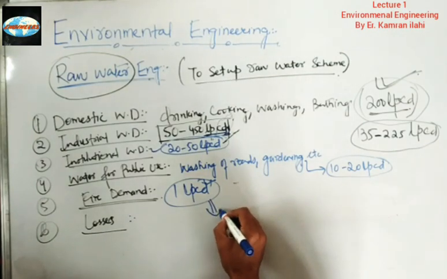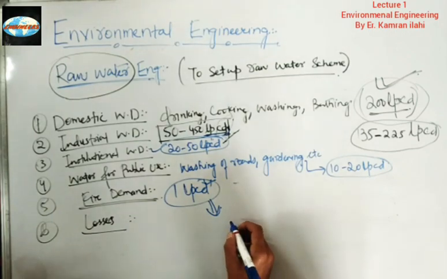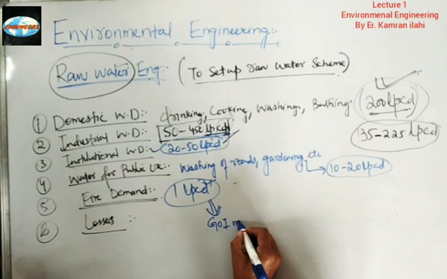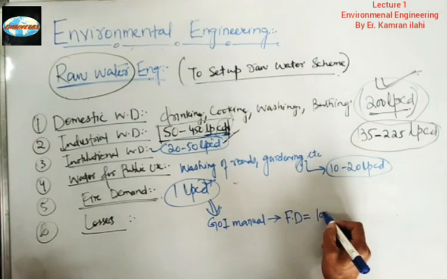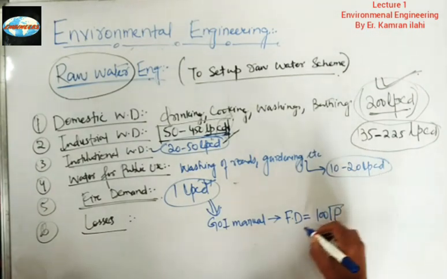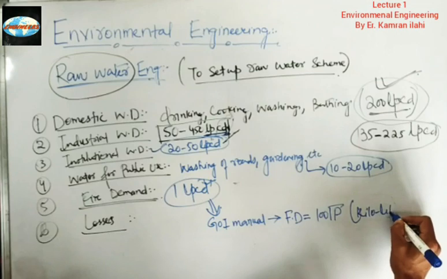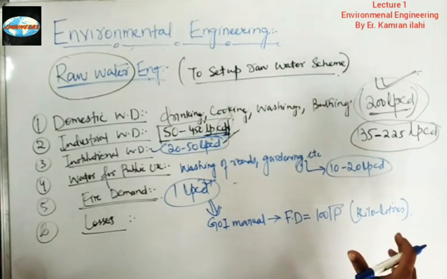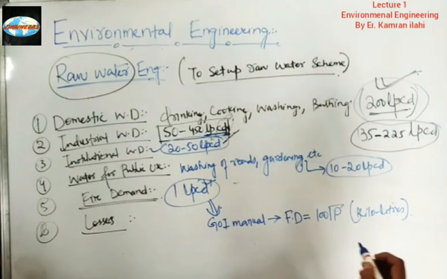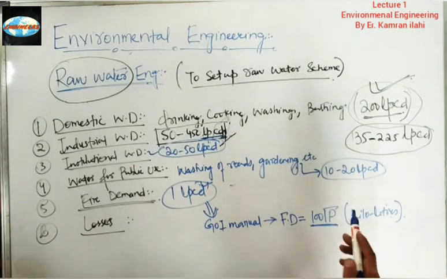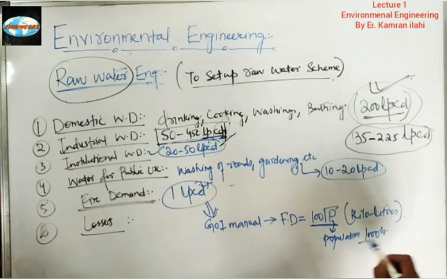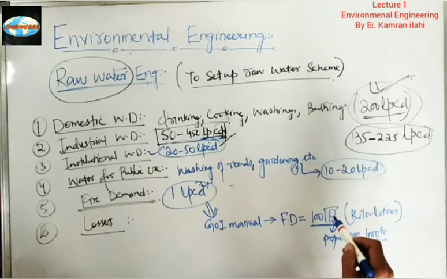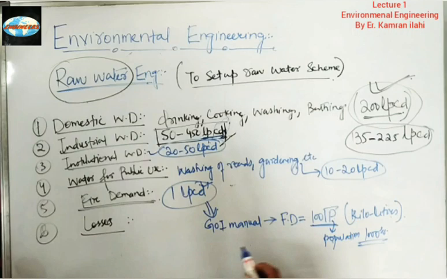If I mention some important formulas for fire demand, and these formulas are asked: in the Government of India manual, they give an empirical formula. Fire demand is equal to 100 root P, and this value is in kiloliters. As I said, empirical equations are always area specific. They are based on observations. P is the population in thousands. For example, if you have 2,000 population of a city, you have to put the value of 2 over here, not 2,000.